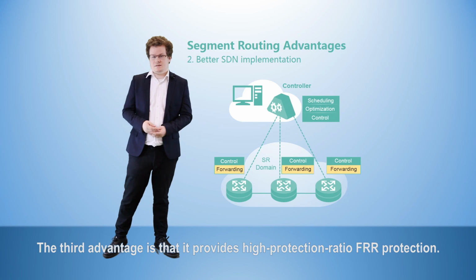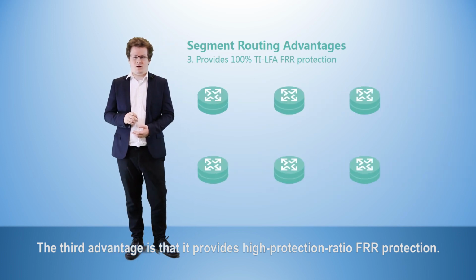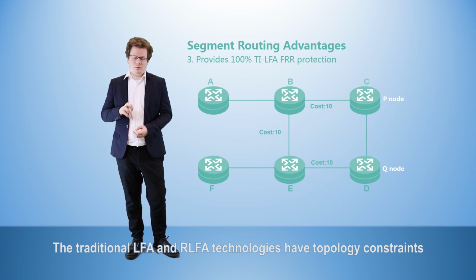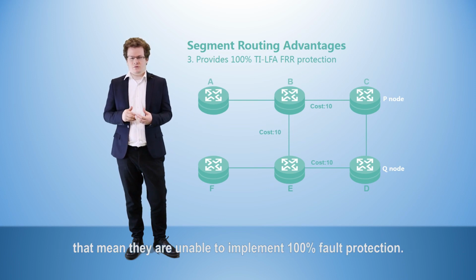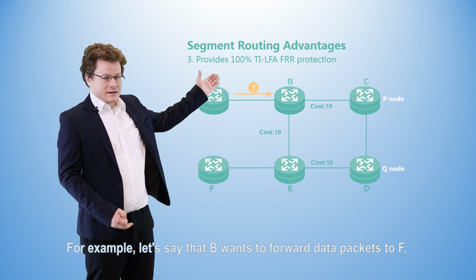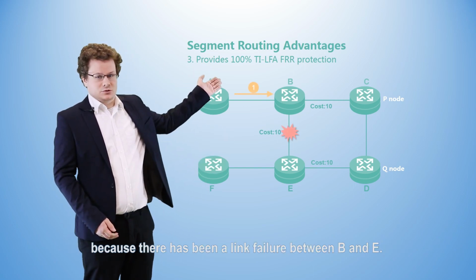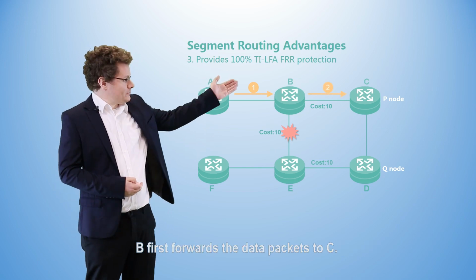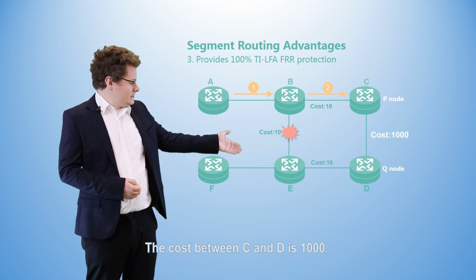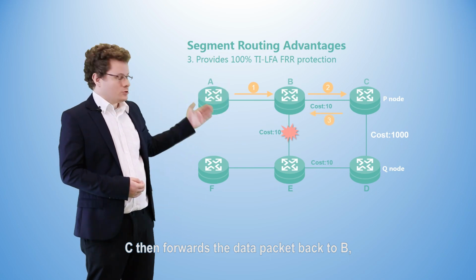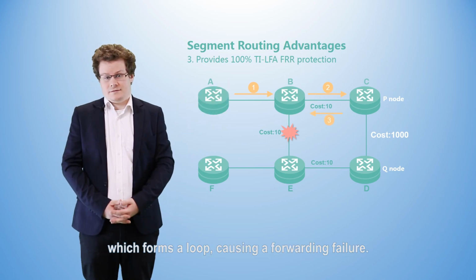The third advantage is that it provides high protection ratio FRR protection. The traditional LFA and RLFA technologies have topology constraints that mean they are unable to implement 100% fault protection. For example, let's say that B wants to forward data packets to F, but there has been a link failure between B and E. B first forwards the data packets to C. The link cost between C and D is 1,000. So C then forwards the data packets back to B, which forms a loop, causing a forwarding failure.